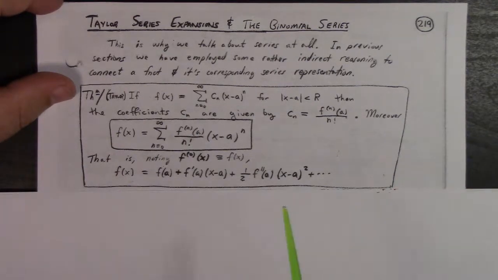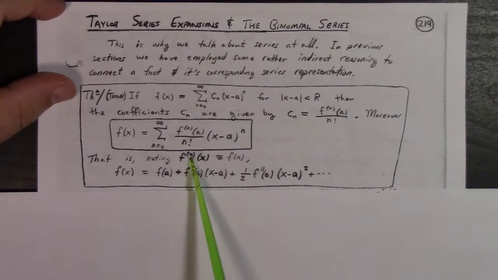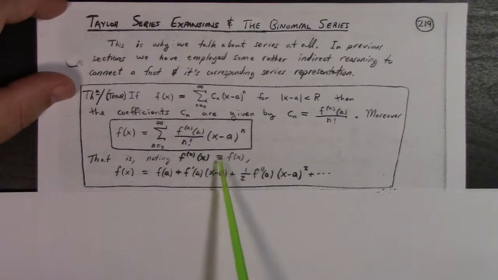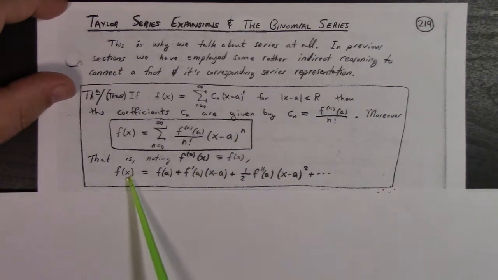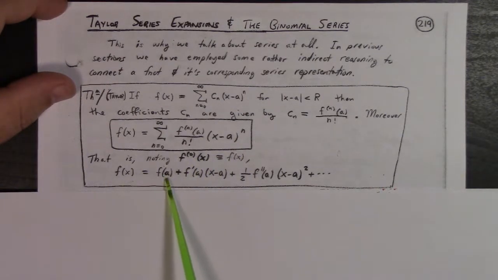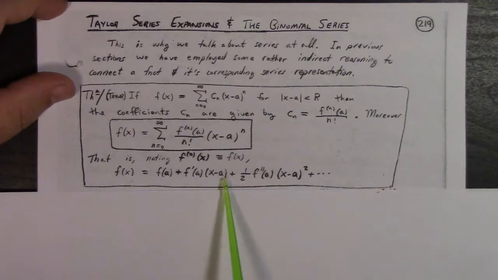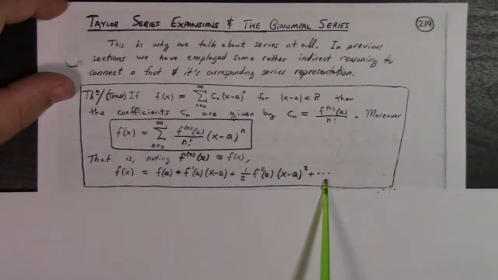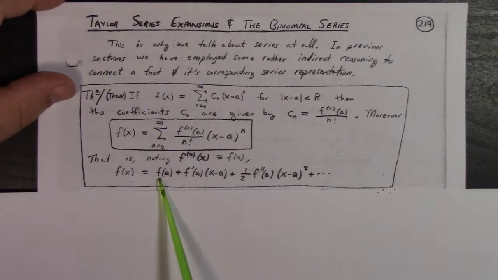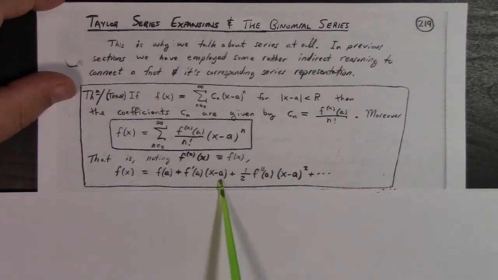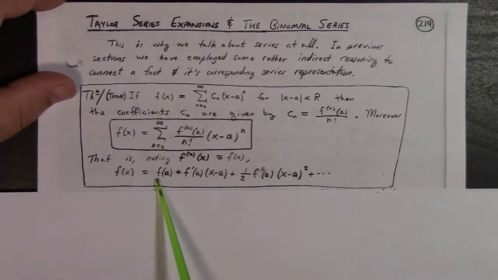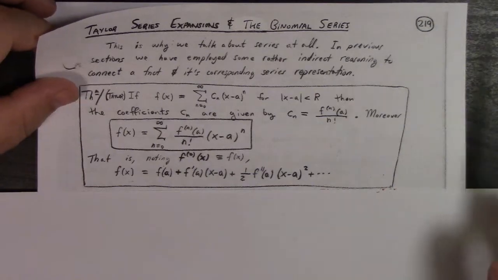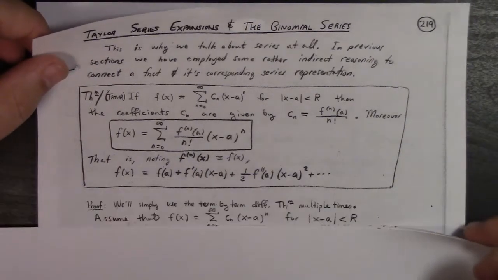But here's the actual formula. The notation f parentheses 0 of x means f of x. That's a definition. And so if I write out the first few terms here, f of x is f of a plus f prime of a times x minus a plus 1/2 f double prime of a times x minus a squared plus dot dot dot. You may or may not recognize these first two terms as nothing more than the tangent line approximation to y equals f of x centered at the point of tangency a, f of a.